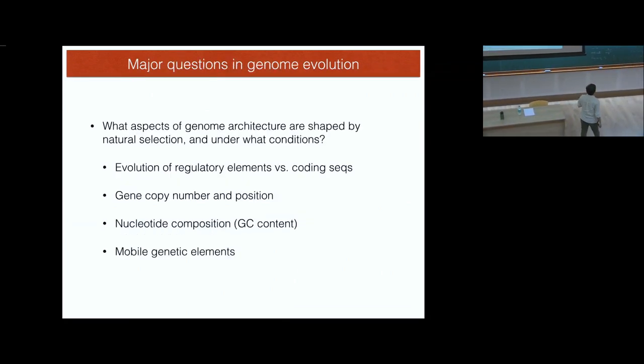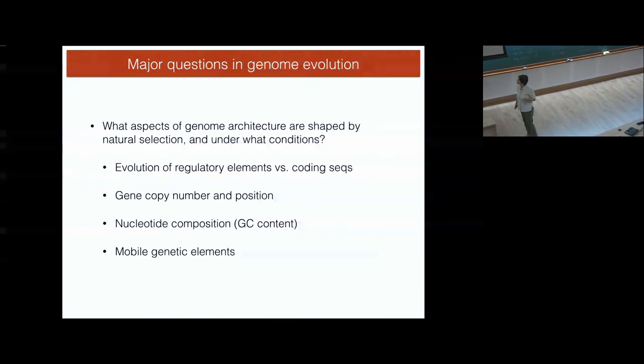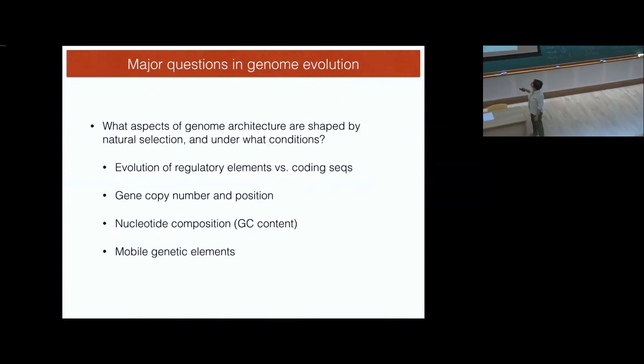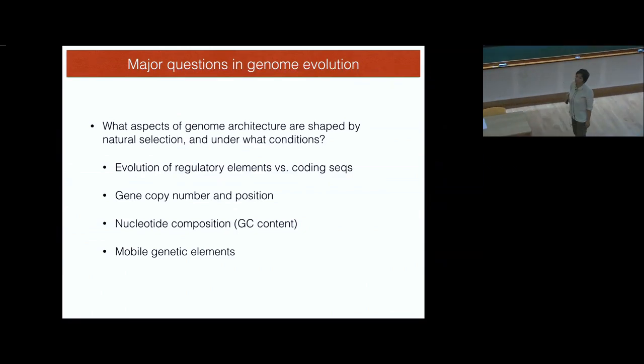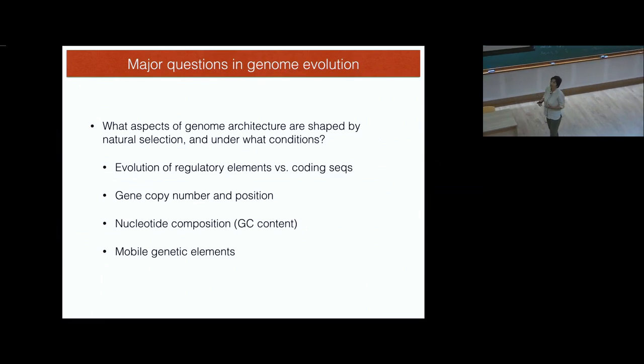what are some of the major questions in genome evolution that people are trying to address? Some of these are open. There's a lot of nuance here. So in general, what aspects of genome architecture are shaped by natural selection and under what conditions? When do we expect that genome GC content will be under selection? Is it fair to say it's a trait that is under selection and so on?